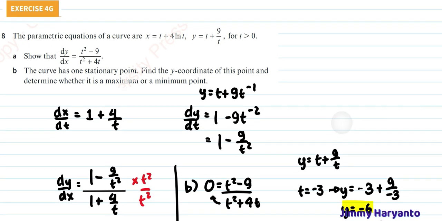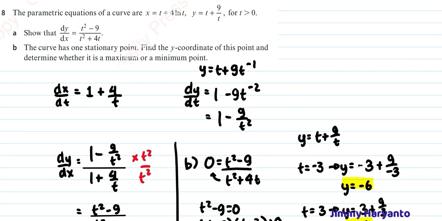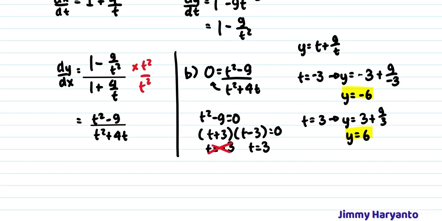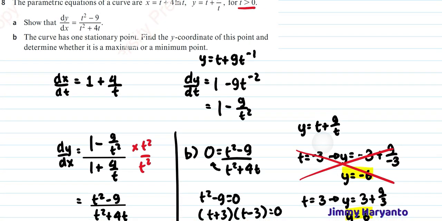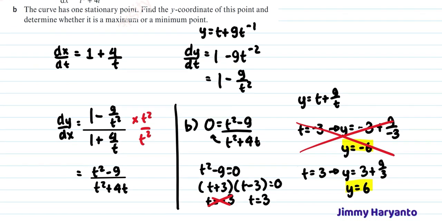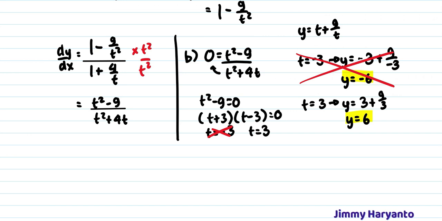It says it has one stationary point. Oh, because t has to be greater than 0. That means we have to reject this one, reject this one, guys. So y equals 6 only. Next is to determine whether it is maximum or minimum. We have to use the second derivative of this one.